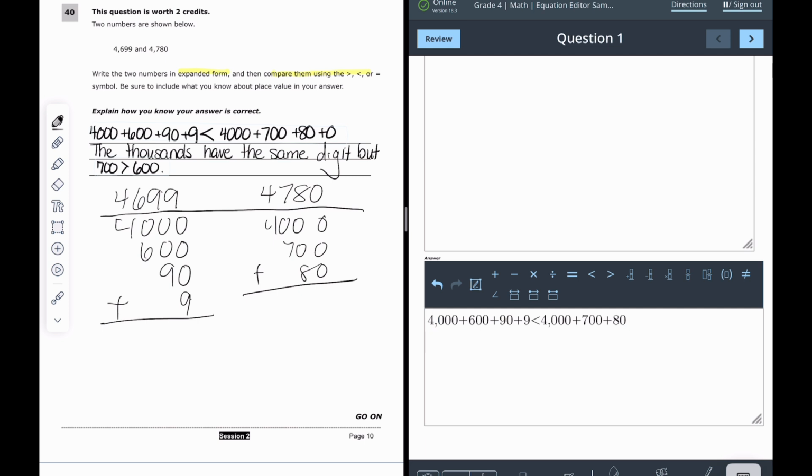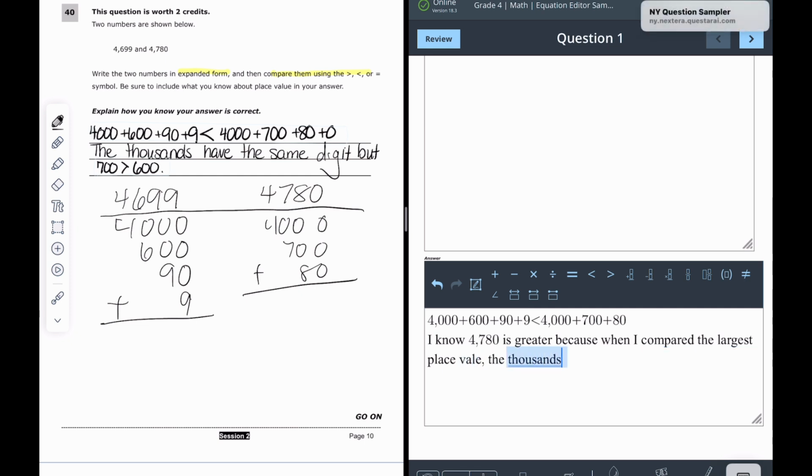And now I have to say which one is greater. I know 4,780 is greater because when I compared the largest place value, the thousands, they were the same, 4,000.